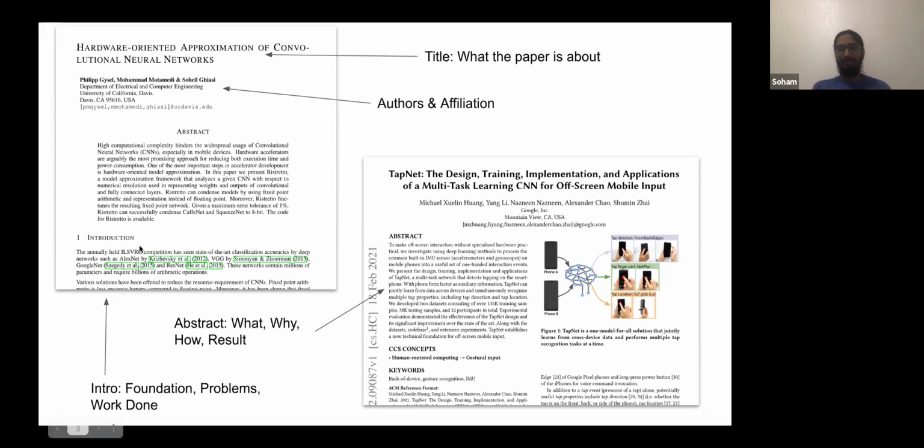And finally, papers will have an introduction. The introduction is where the authors lay down the foundation of the problem that they are trying to solve. And then they'll tell you what work they did to go about solving that problem. So the introduction is also sometimes really important, especially if you are reading a paper in an area that you are not really familiar with. The introduction will help you get that foundational and background knowledge that will help you understand the paper.